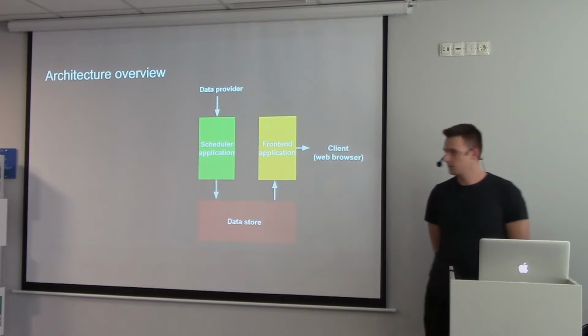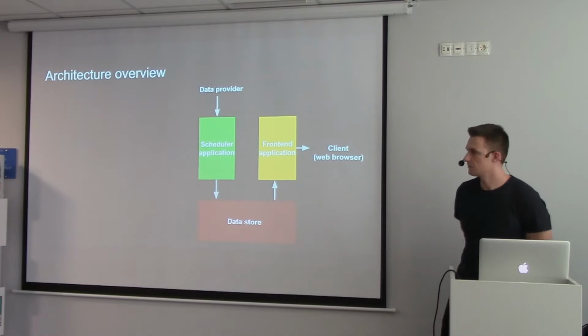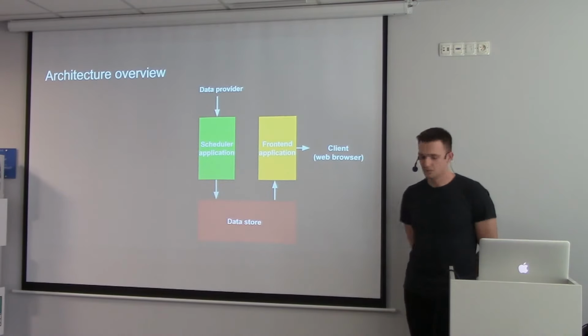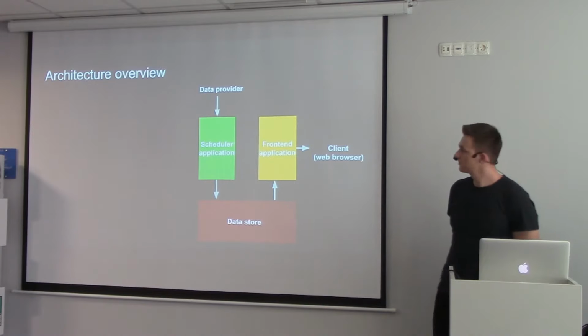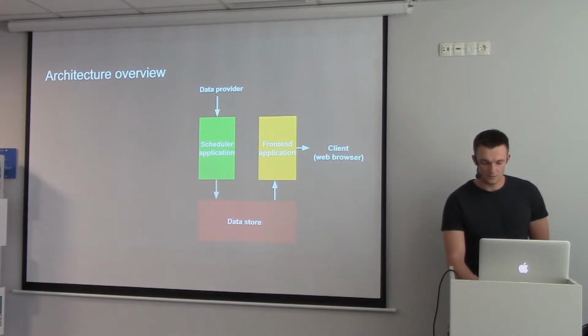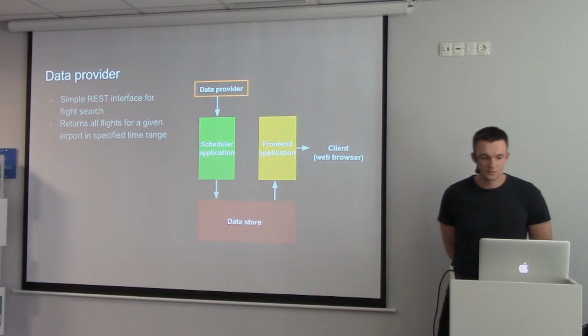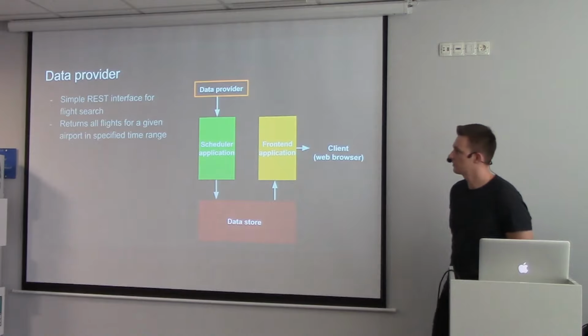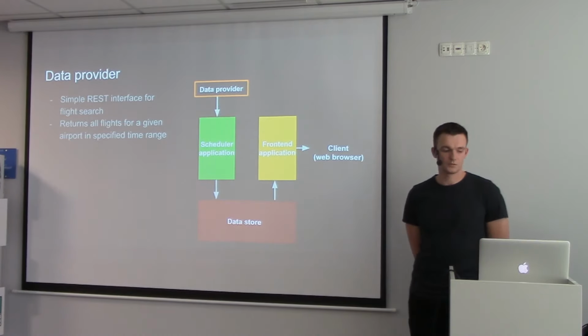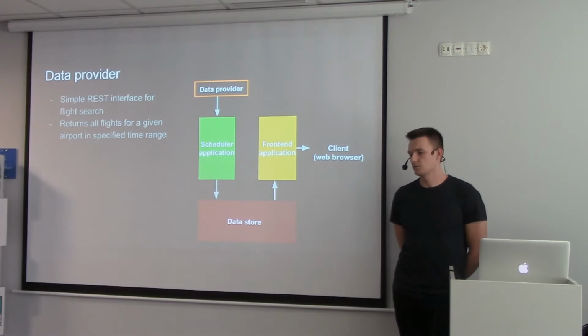This is the architecture overview of our application. As you can see, there are 3 main components. All of these components are running in Docker containers, and they are separate applications. Firstly, the data provider is a simple REST interface for us, and it allows us to download flights for a given airport for a given period of time.